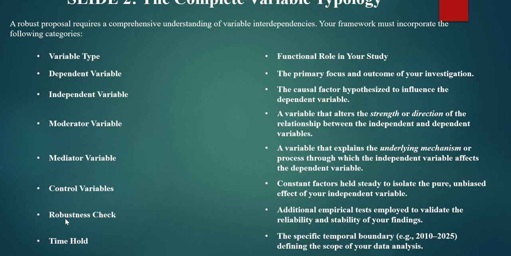We also have robustness check variables. A robustness check is simply an additional test to make sure your findings remain consistent. Finally, the time period. The time period defines the years your data covers. Understanding these variables before writing your research proposal makes the entire research process much easier.